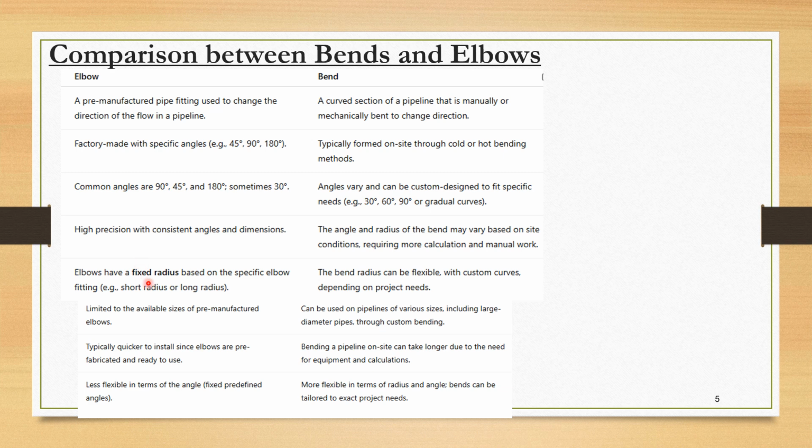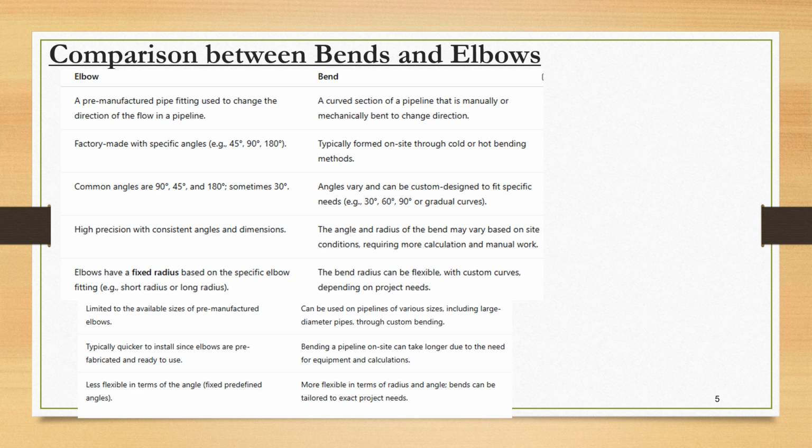Elbows have a fixed radius based on the specific elbow fitting. In general, most elbows come in short radius or long radius form. Short radius means the bend radius is single times D, meaning 1D, whereas long radius elbows in general come with 1.5 times D. Whereas bend radius in the case of pipeline bends is flexible, with custom curves depending on project needs.